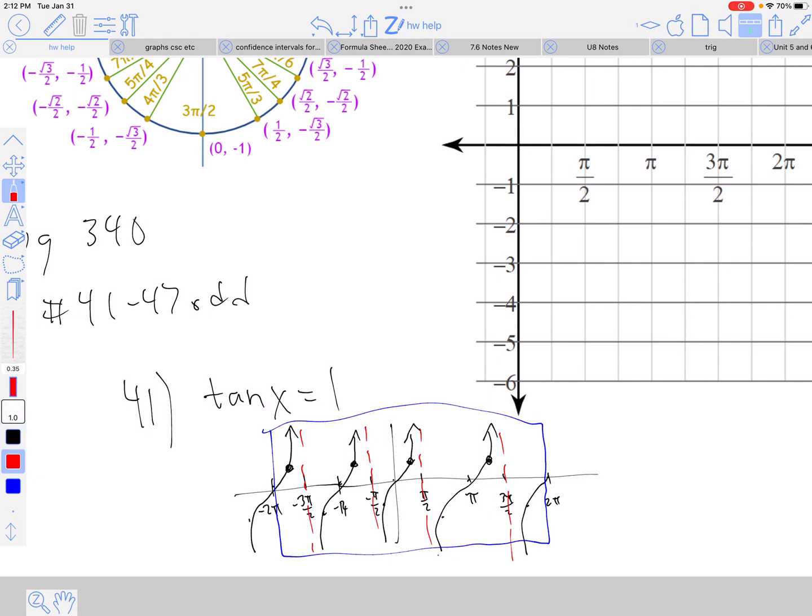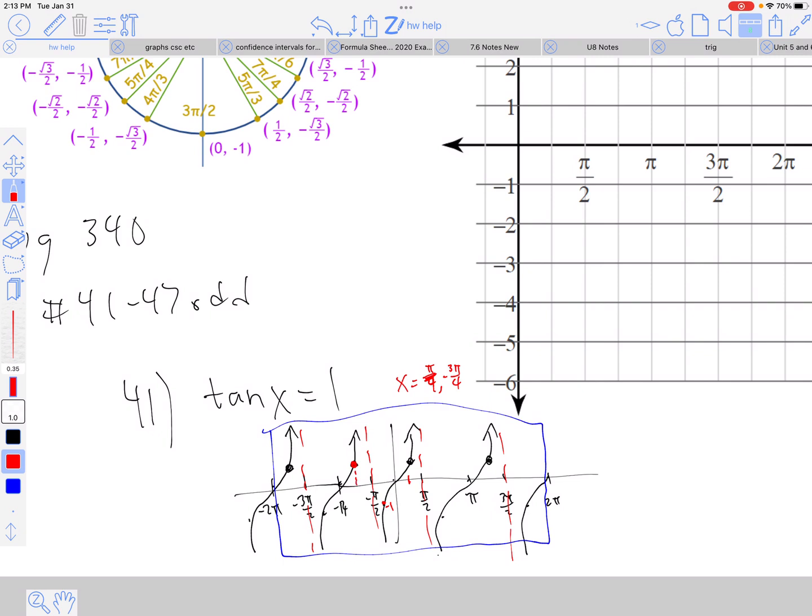So let's find those points. What is halfway between 0 and pi halves? We know that will be pi fourths. Okay? So at negative pi fourths, it's at negative 1, so that's not good. At negative pi halves, there's an asymptote, so we've got to find a point between negative pi halves and negative pi. We know it's at pi fourths. We know it's at negative 3 pi fourths, because when it's 1, it's right in between negative pi halves and negative pi.